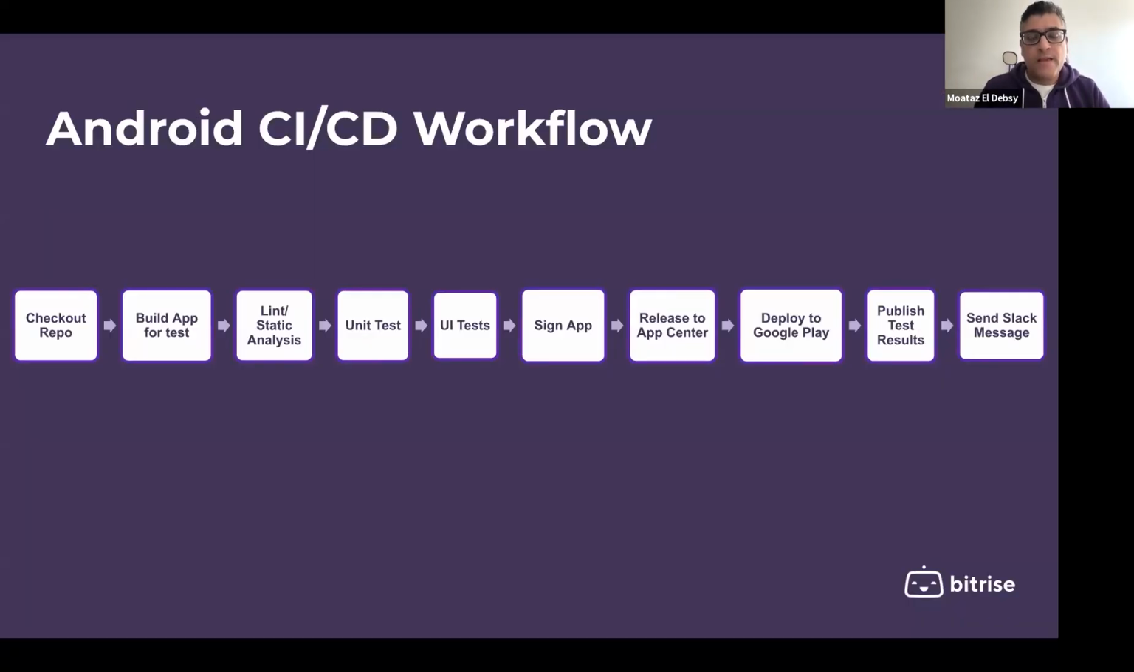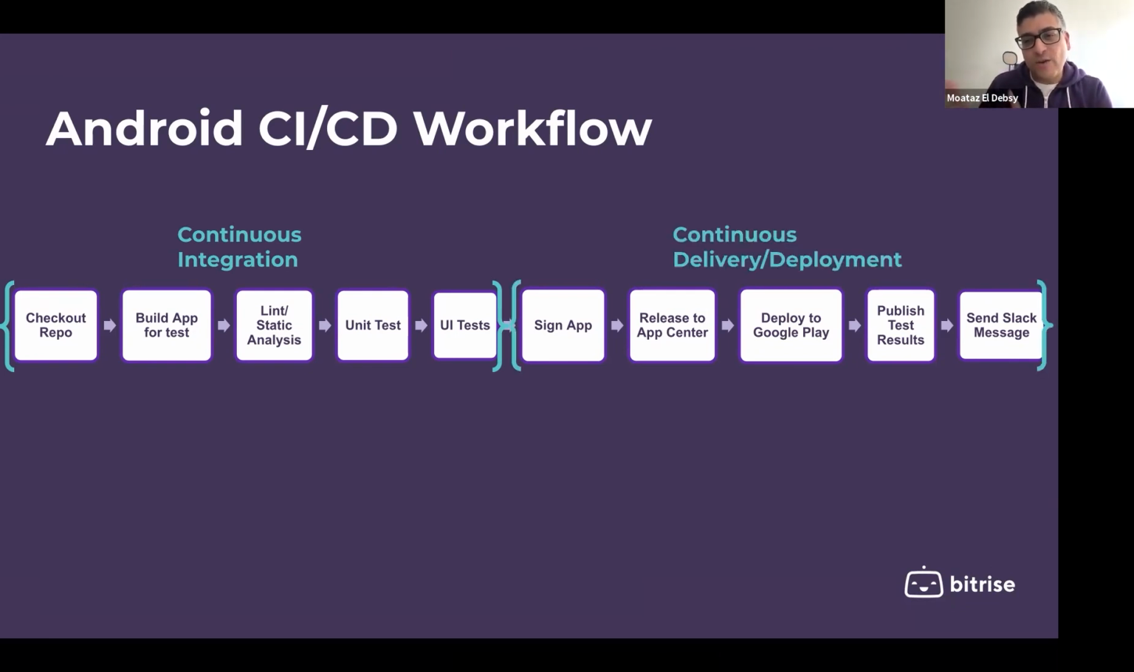For example, if we agree that we will implement this workflow, a CI/CD pipeline from the code repository: build the application, run the lint, unit test, UI test, sign app, release to App Center, deploy to App Store, publish the test results, send a Slack notification. This part is called continuous integration. We can run this workflow in every pull request. And this one is continuous delivery or continuous deployment. Once all of the continuous integration is green, we can continue with the continuous delivery and the continuous deployment.